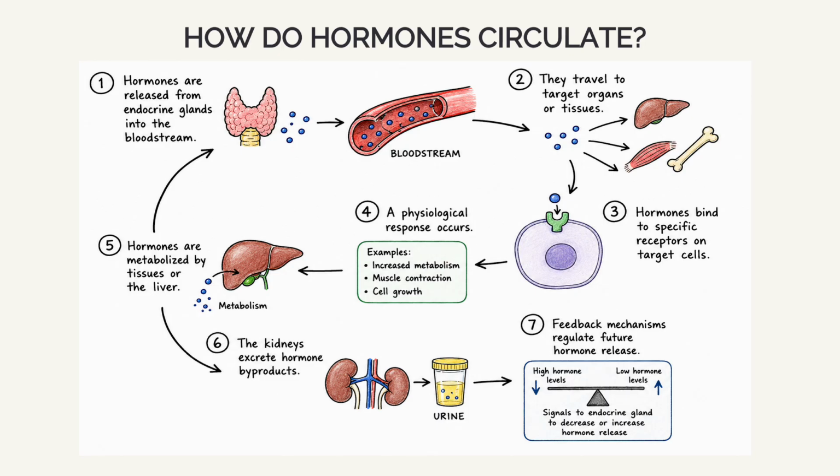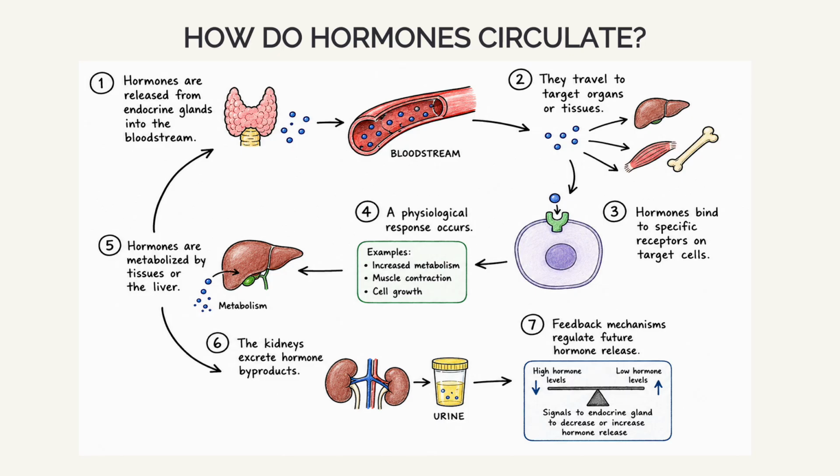So now once it reaches and passes on that message, after it's done, it's deactivated and metabolized, by the target organ or the liver. Now the hormone byproducts are then excreted. The byproducts from the metabolism are excreted by the kidneys and eliminated in the urine. Now, this helps maintain the appropriate hormone levels in the body, right?